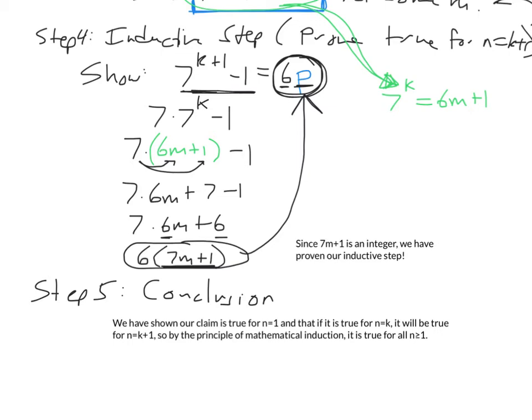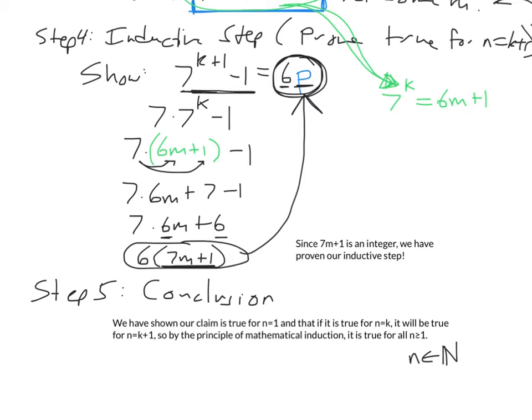We've shown our claim is true for n equals 1, and that if it's true for n equals k, it will be true for n equals k plus 1. So by the principle of mathematical induction, it's true for all n greater than or equal to 1, which is the same as n being a member of the natural numbers, which means we've proven what we set out to prove from the beginning.